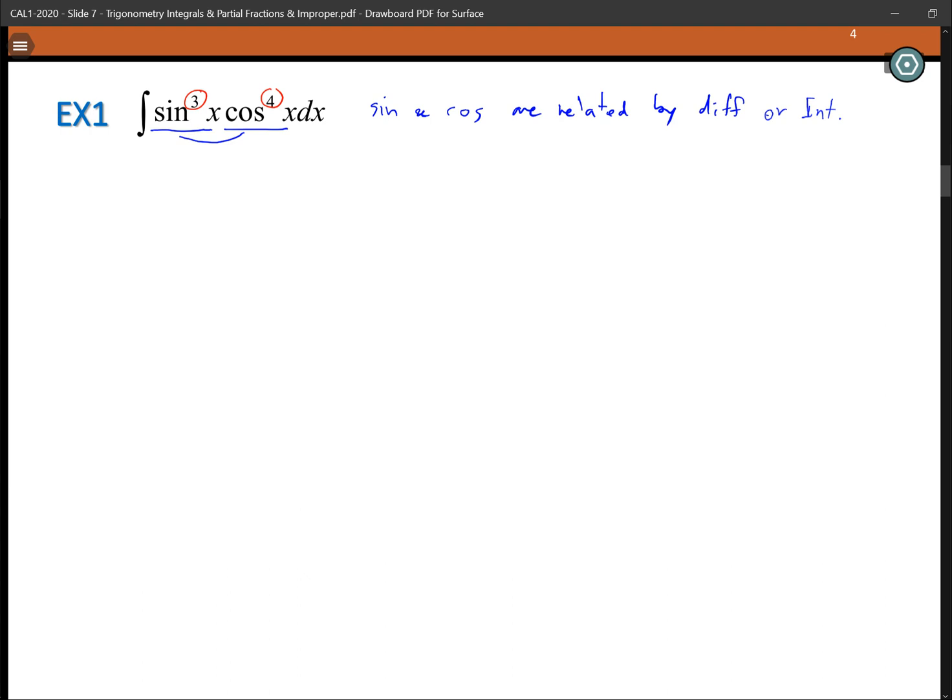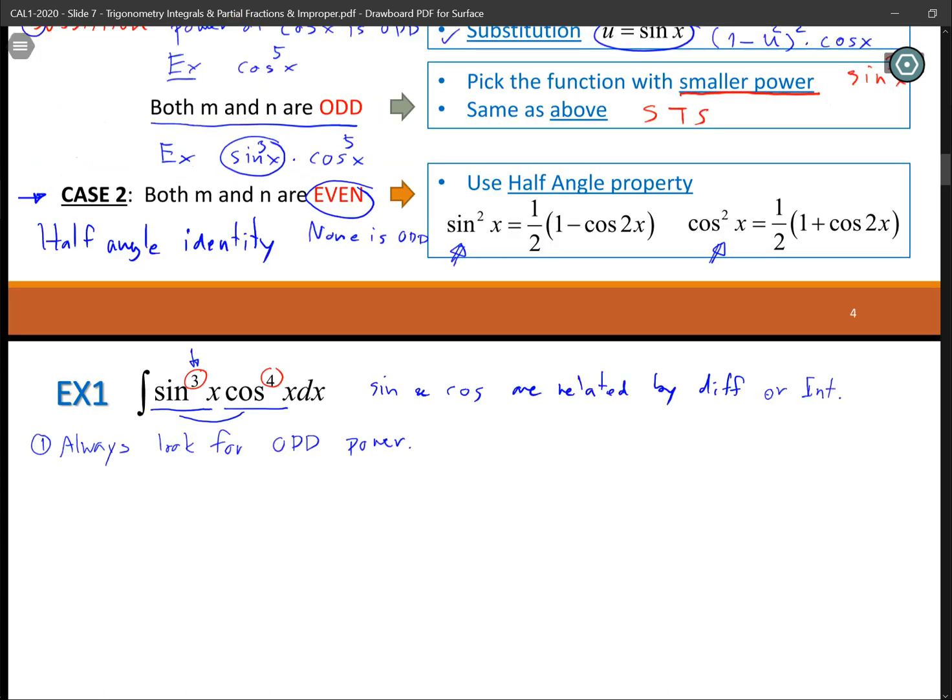The first thing I'm going to do here is to look for the power that is odd. Number 1, always look for the power that is odd. That is the first thing you want to do. Look for odd power. If you found one, like this, one of them is fine, or both is fine too. If you found one, it means that you have to use the first strategy, the case one. All right.